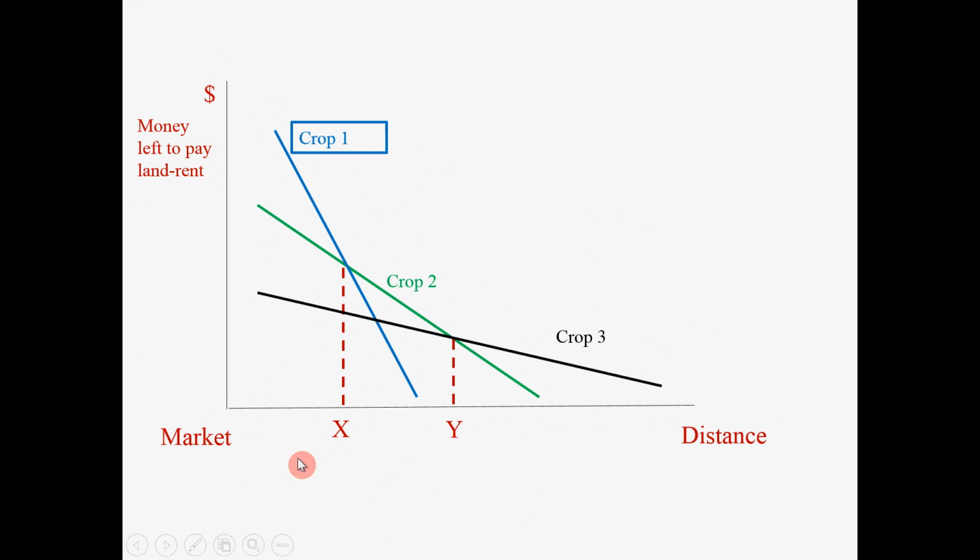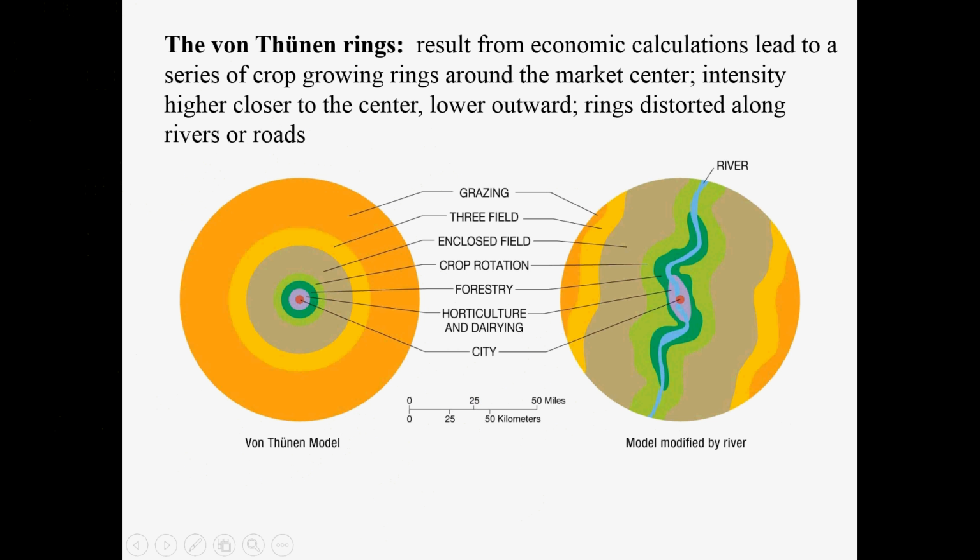But in a two-dimensional world, this happens in all directions. And that's why we have the so-called Von Thünen rings in two dimensions, because the same would happen in all directions outside this city market. And this is simply what we call the Von Thünen rings. This kind of ring comes from the economic calculation that eventually results in a series of crop growing rings around the market center. The intensity becomes higher closer to the center and becomes lower when moving toward the outside.